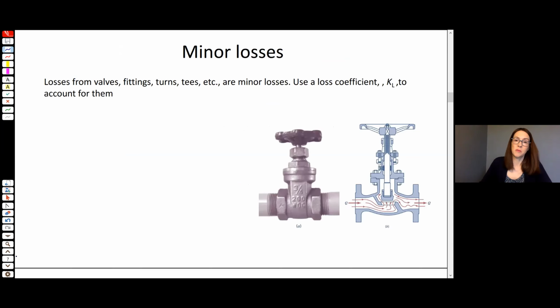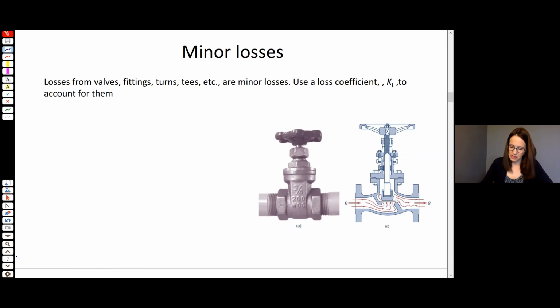So that's the subject of major losses, pretty straightforward, right? You've got a term, h_L major, and it really is just losses due to friction at the pipe wall. The second type of losses are the minor losses due to pipe fittings, turns, valves, things like that, right?